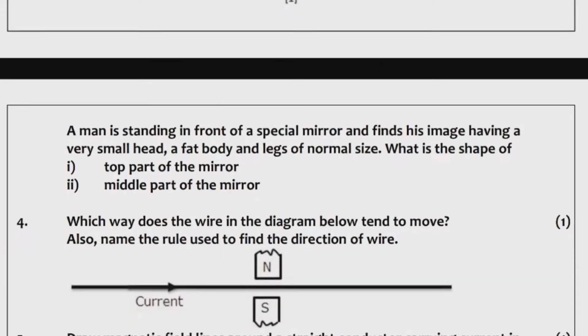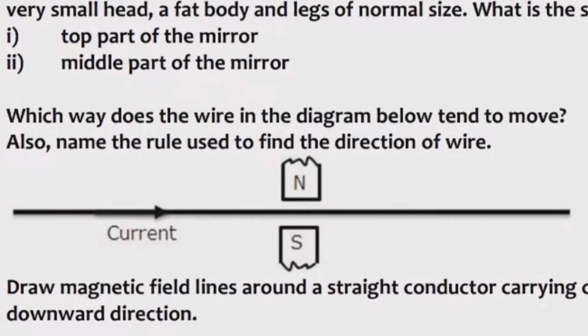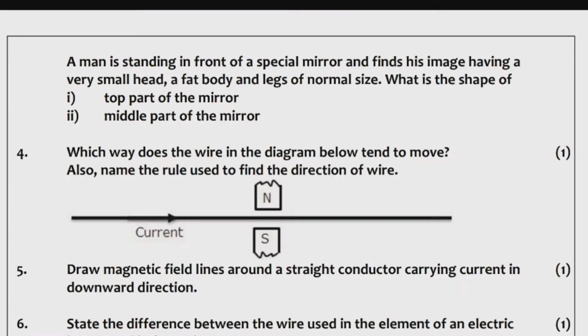4. Which way does the wire in the diagram below tend to move? Also, name the rule used to find the direction of the wire. 5. Draw magnetic field lines around a straight conductor carrying current in downward direction.